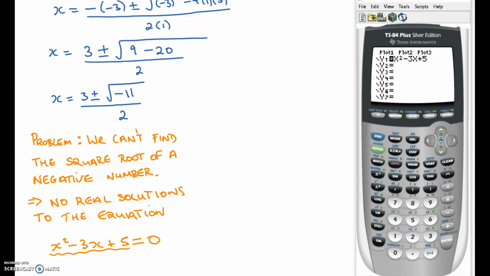Let's bring it back. Okay, and if we do zoom 6, which is the standard zoom, you see that the graph doesn't ever cross the x-axis. And that's just further confirmation that there are no solutions. Remember, the solutions to an equation are the x-coordinates where the graph hits the x-axis. But since this one never hits the x-axis, the equation has no real solutions.